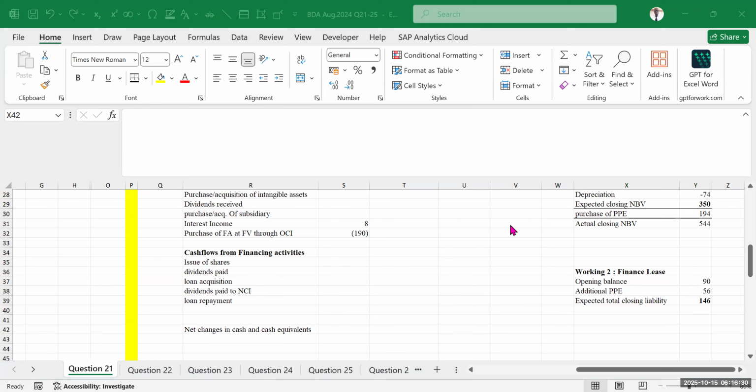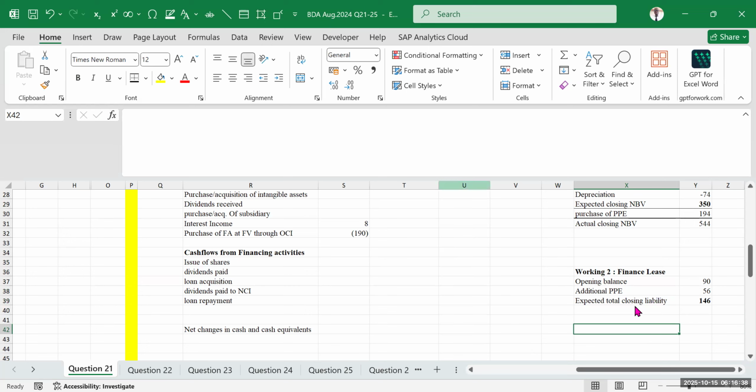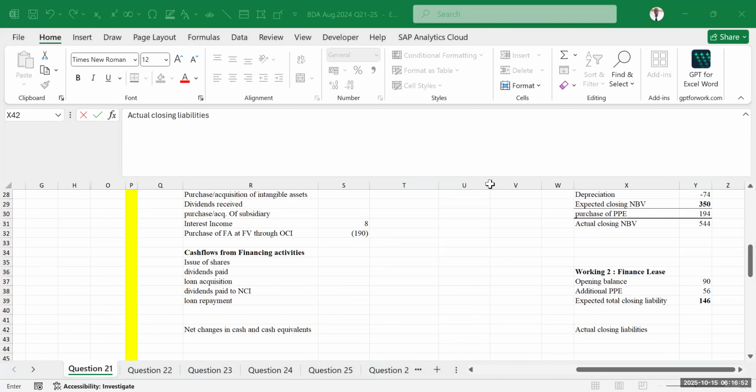But is it the case? We go and check in our actual closing balances that we have in the statement of financial position. So I will come here and say actual closing liability, so that we see if we expected the liability to be 146.